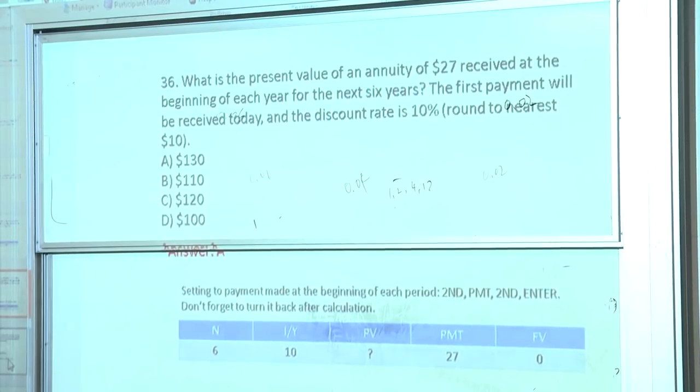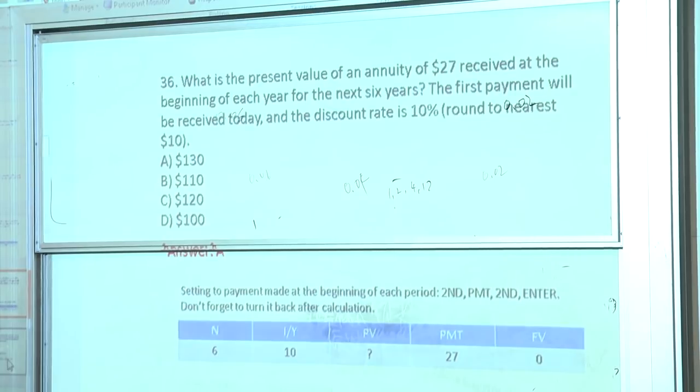So if the payment is at the beginning of the year, it's annuity due. At the end of the year, it's ordinary. If it's the end of the year, it's ordinary. So that's the only difference. Interest rate, the amount of each payment, number of periods, all the same.